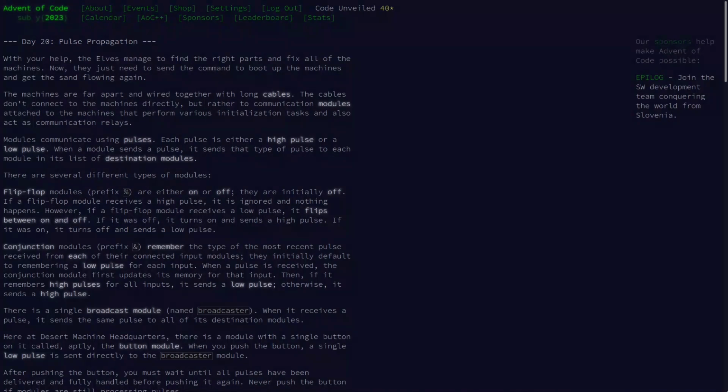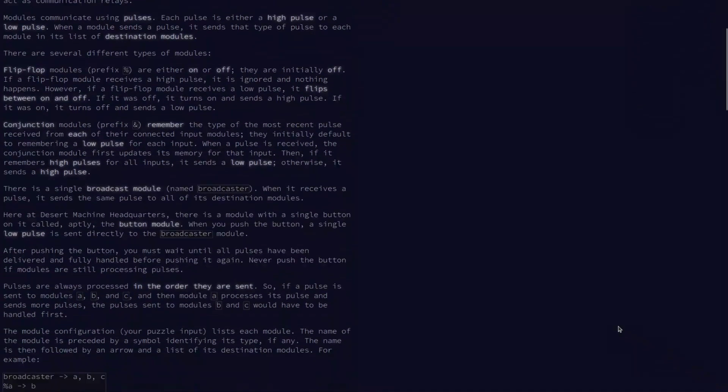Flip-flop modules, prefix percentage, are either on or off. They are initially off. If a flip-flop module receives a high pulse, it is ignored and nothing happens. However, if a flip-flop module receives a low pulse, it flips between on and off. If it was off, it turns on and sends a high pulse. If it was on, it turns off and sends a low pulse.